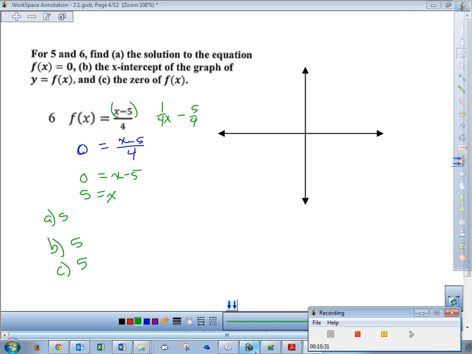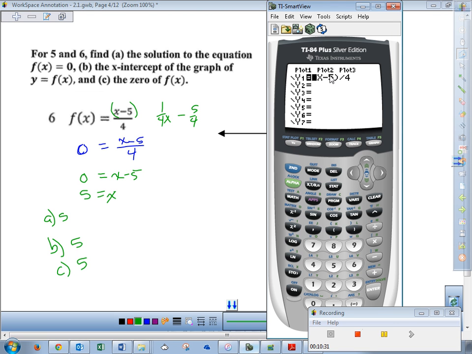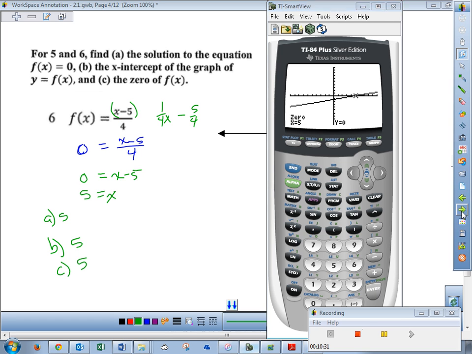Numerator is a group. Denominator is a group. You must put the numerator in parentheses. You must put the denominator in parentheses. But since there's only one term in there, it doesn't matter. Check it out. Where does it cross the x-axis? If I do second, calculate and find the 0, left bound, right bound. Where should it cross the x-axis? At 5. So let's just see. I could have traced 5 also to see what happens. But yes, 5, 0 right there. It's the solution, it's the root, it's the x-intercept, and it is the 0 of the function.